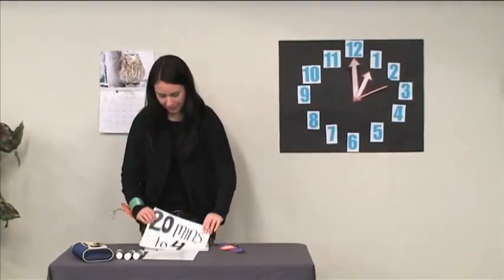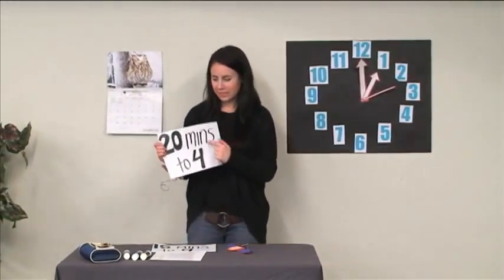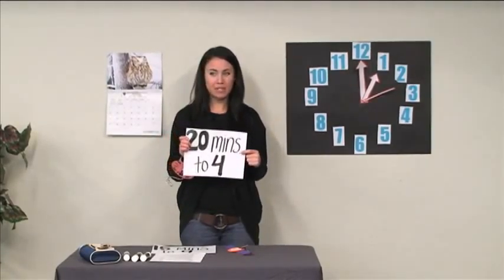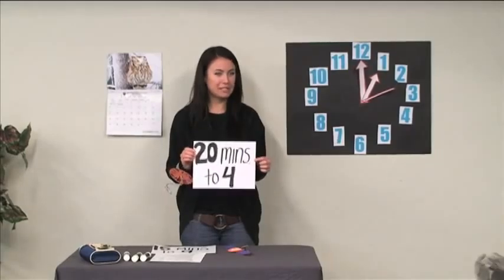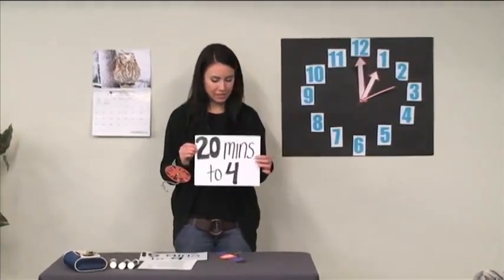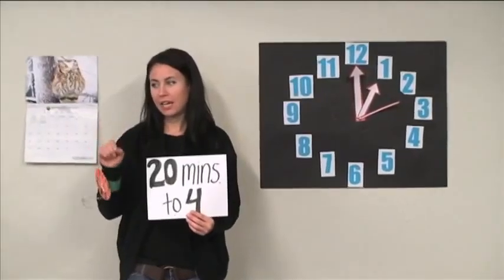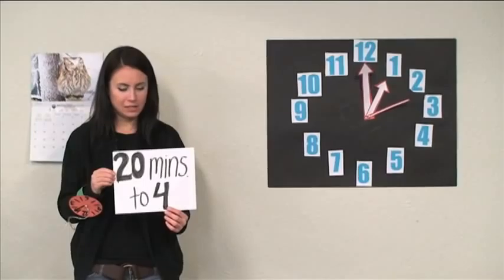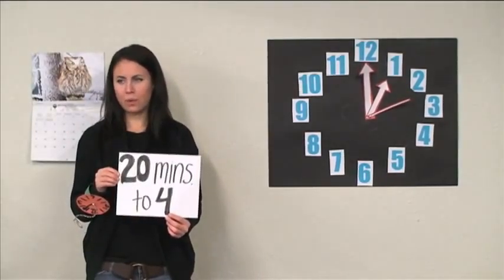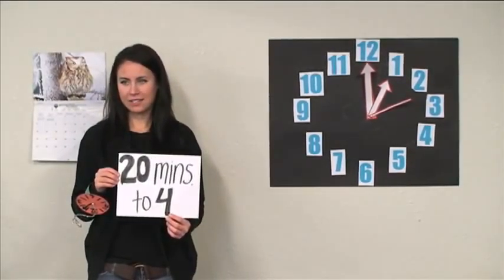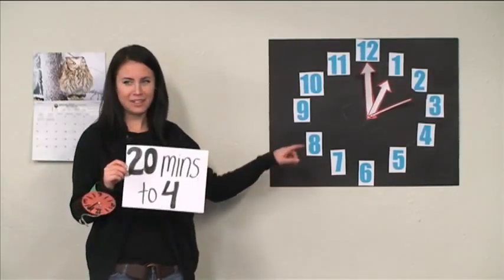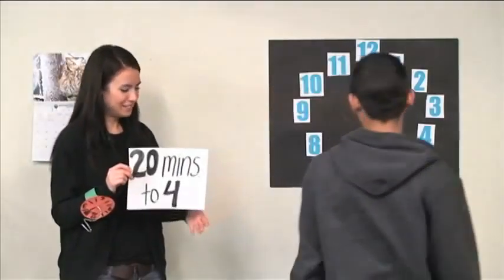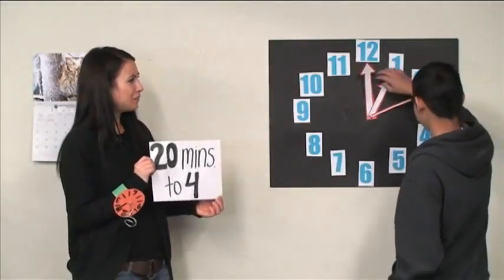So the first one here says, does everyone know what this is? Mins? That means minutes, right? Sometimes we write this in a short form where it means minutes. And if we write hour, sometimes we just write it HR with a little dot, hour. So this one says 20 minutes to 4. Tamla, do you think you could show us what that one is? 20 minutes to 4.